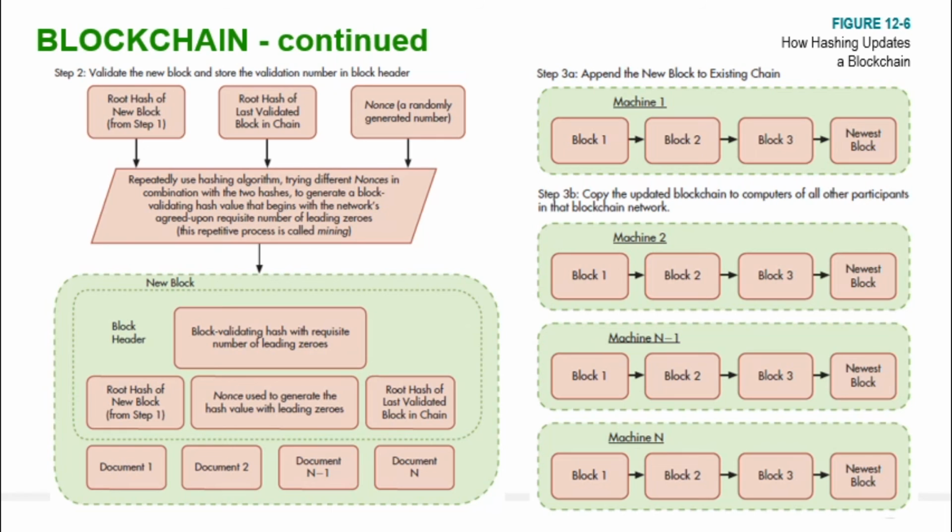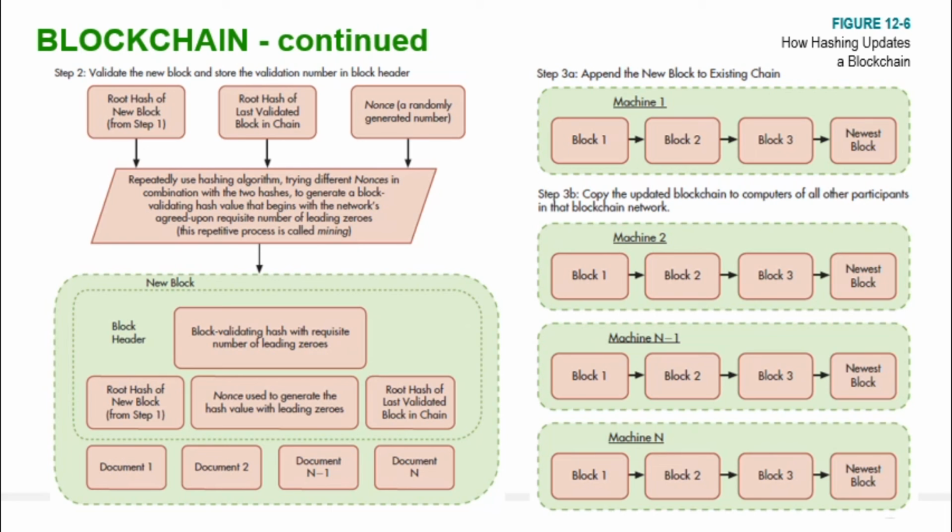The documents will be the same as before, since this is the next block. There is also document 1, document 2, and document n-1 and document n. And then step 3 is to append the new block to the existing chain. So if machine 1 already has an existing chain, the newest block is appended to this chain. And so on in machine 2, also in machine n-1, machine n, so all the computers will have the same blocks. So this is why it is called blockchain. Okay.